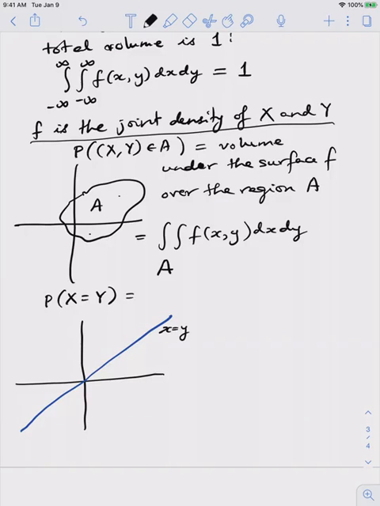And so my probability is going to be the volume under the surface over this line. Now, what's the volume over any line? Well, lines don't have widths. The width of a line is 0. And therefore, this volume is going to be 0.